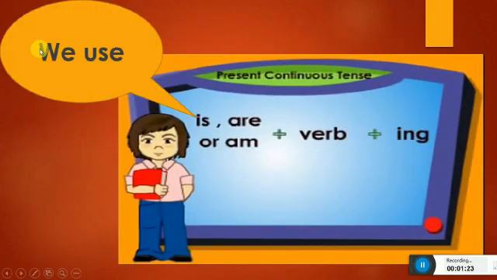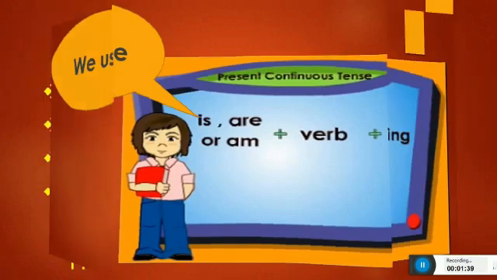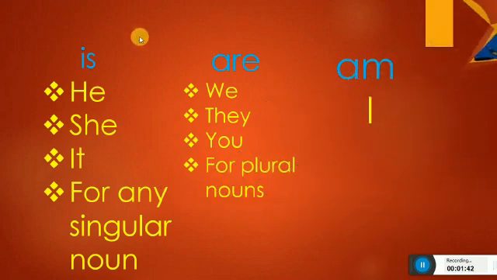Students, in the previous examples, we learned that we use is, are, am, a verb and ing to make a sentence in present continuous tense. We use is for he, she, it, and for any singular noun. We use are for we, they, you, and for plural nouns. Am, we use am only for I.